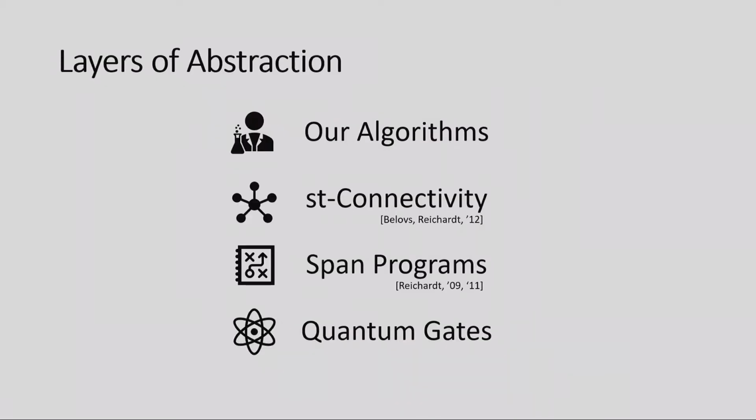So I'll start by going over some of the layers of abstraction of today's talk. At the very bottom, we have quantum gates and quantum circuits, so what we're actually running on the quantum computer. Above that are span programs, which all you need to know about these are that they're linear algebraic objects that we can use to solve interesting problems, from graph theory to Boolean formula evaluation, truly a wide variety of problems.